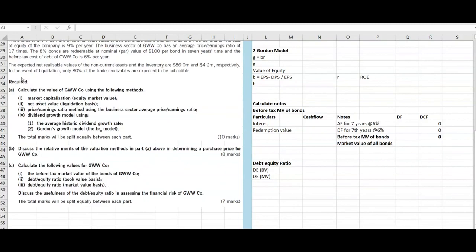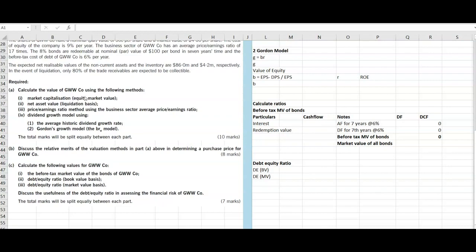There's a huge list of requirements. There is section A, B and C. A deals with valuation of equity. B is a theory question and C is a kind of ratios question. So we'll start with A.